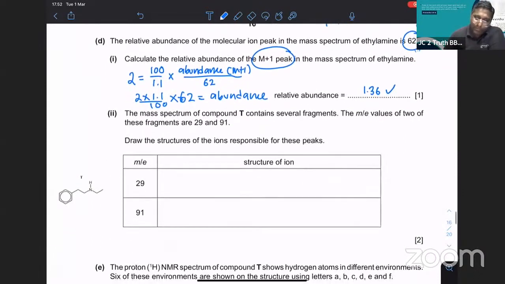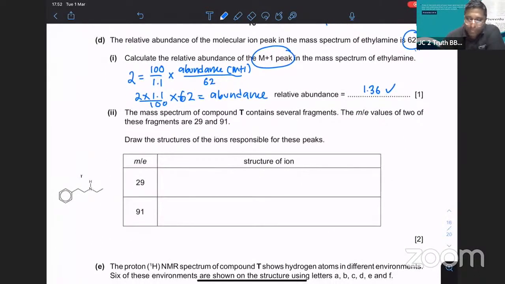Now, the mass spectrum of compound T contains several fragments, and the m/e values of two of those fragments are 29 and 91. Do remember, this is still the old syllabus, where they test you more on the mass spectrometer, but I told you, the mass spectrometer is already in AS now. I doubt they will ask this many, but it's no problem, because I think 1 and 2 is still 3 marks. They can still ask like that.